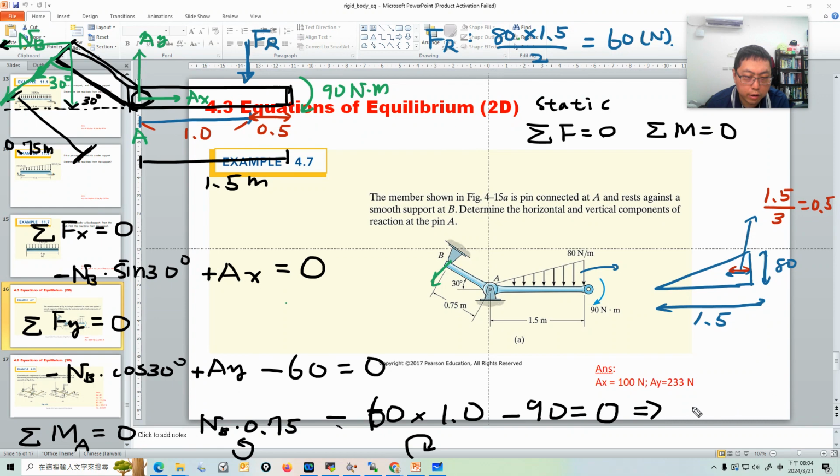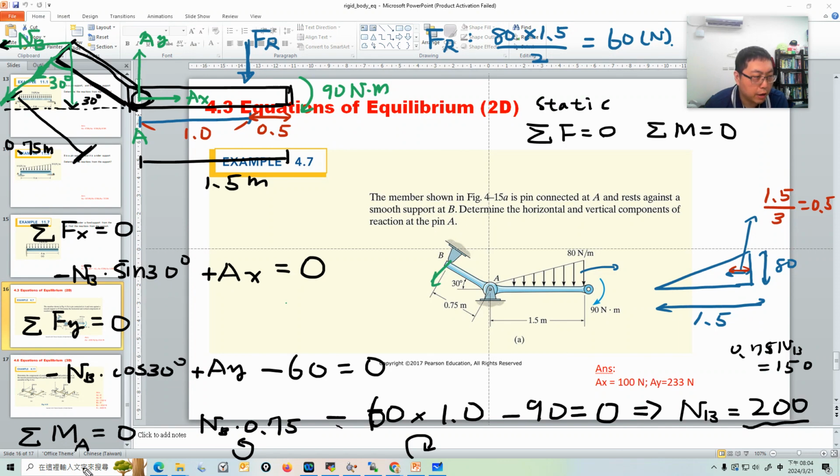So what is MB? It looks like MB is a very simple number. This is 90 plus 60, so it's 150. Let me check the answer. MB is 200? 0.75 MB equals 150. Yeah, MB is 200. No problem.